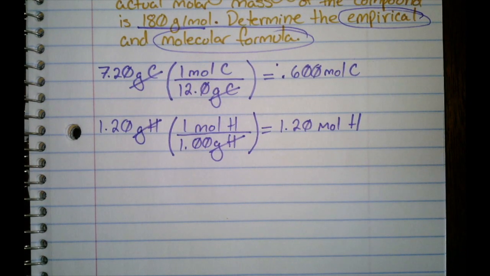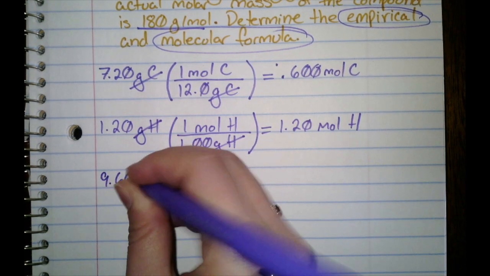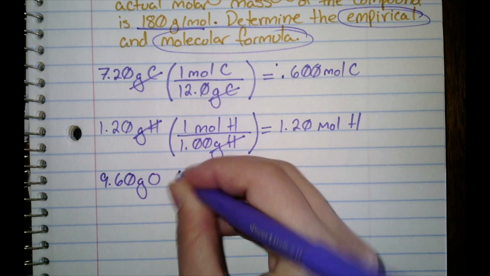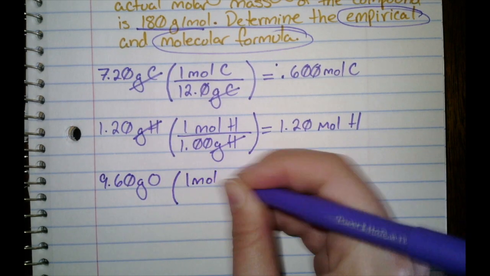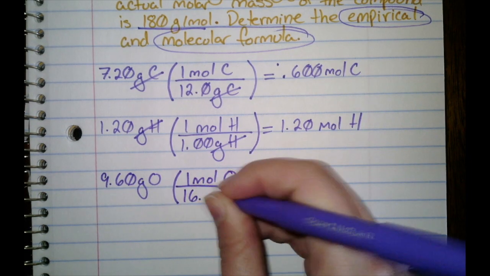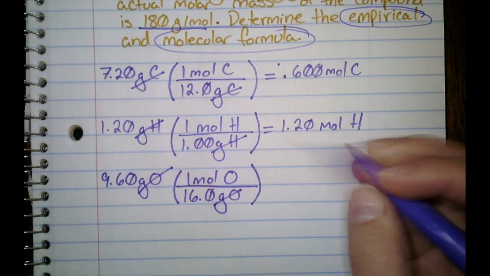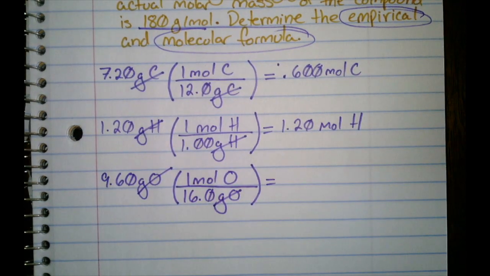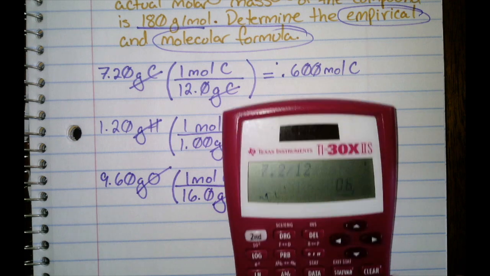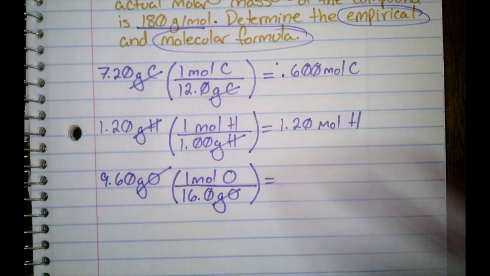And then third, they tell us we have 9.60 grams of oxygen. 1 mole of oxygen has a mass of about 16.0 grams. And then again, we pull out our handy dandy calculator. 9.6 divided by 16 comes out to 0.6.